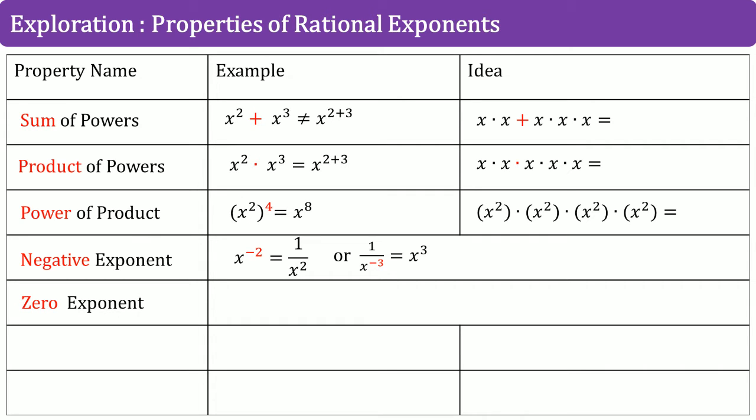What about if you have a 0 exponent, like x to the 0? That's just equal to 1. Please note that x cannot be the number 0 in this case.